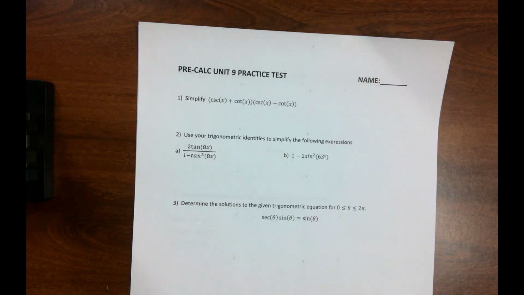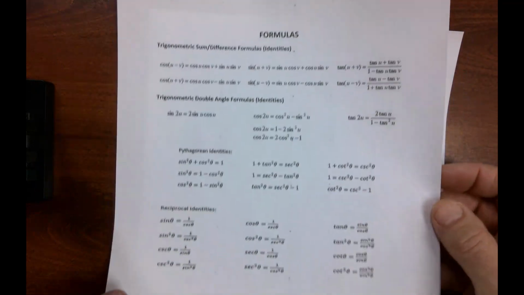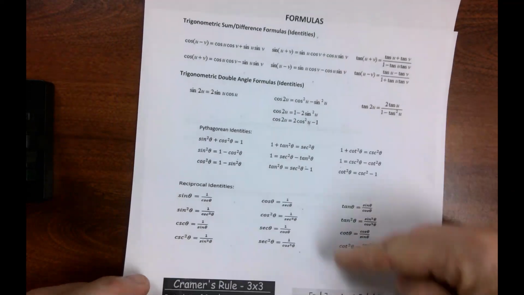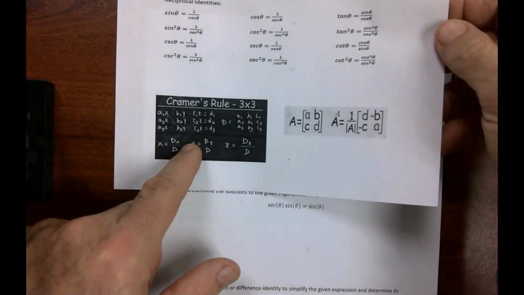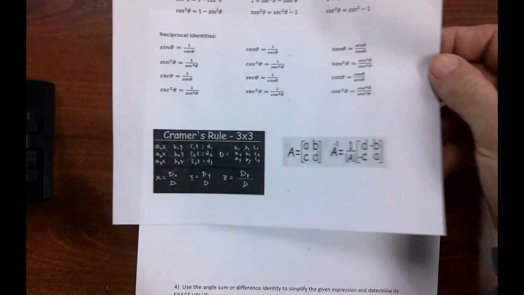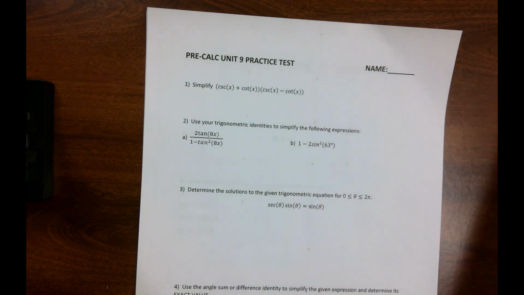Pre-Calc Unit 9 practice test. Just so you know, the last sheet in this packet is this formula sheet, so it's got a little bit of everything. You can see that this curriculum's not letting go of all your identities, and then we got a little Kramer's rule, inverse function going on there. So with that in mind, we're going to start you off with a simplify problem.